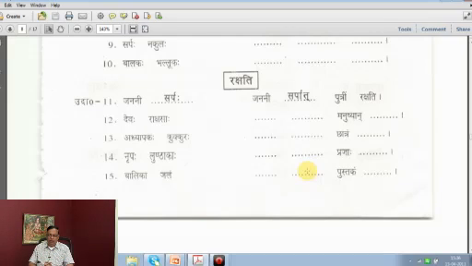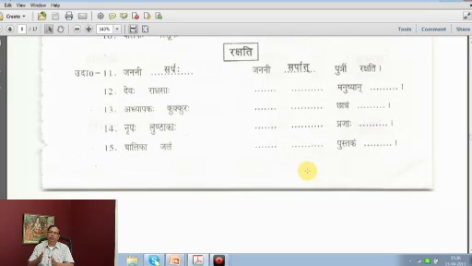And finally, Balika Jalam Pustakam Rakshati. Jalat. Balika Jalat Pustakam Rakshati. A girl protects the book, her book, from water. So we read again once from the top.